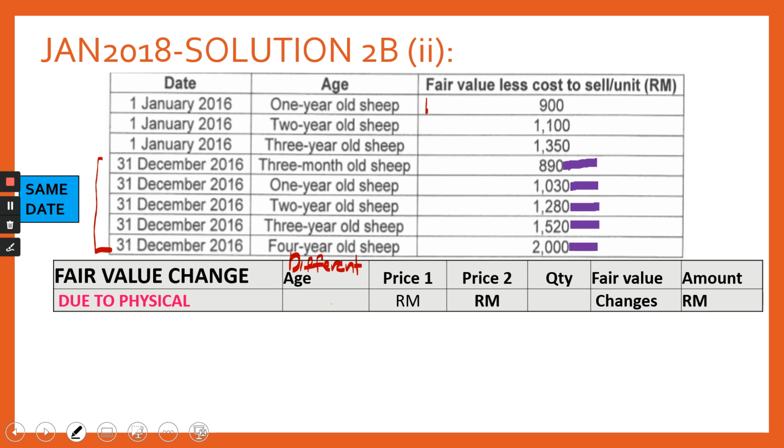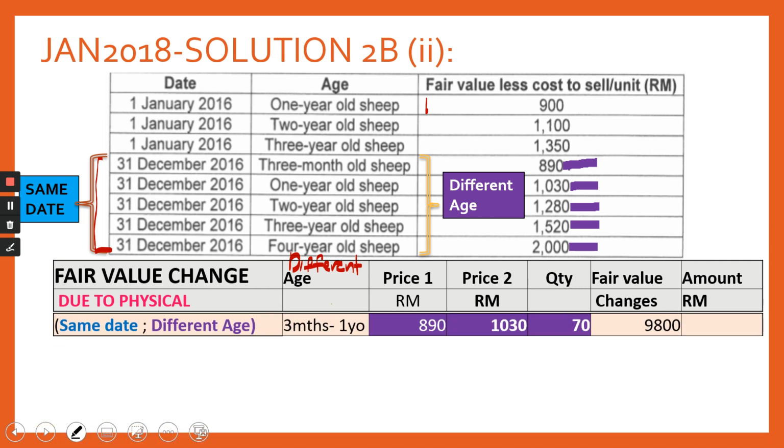So same date but different age group. So these are the dates: 31st of December. The date will not change. It will be at the end of the reporting date. But the age is what will change. So when I say the age, we are referring to the age at the end of the year here.